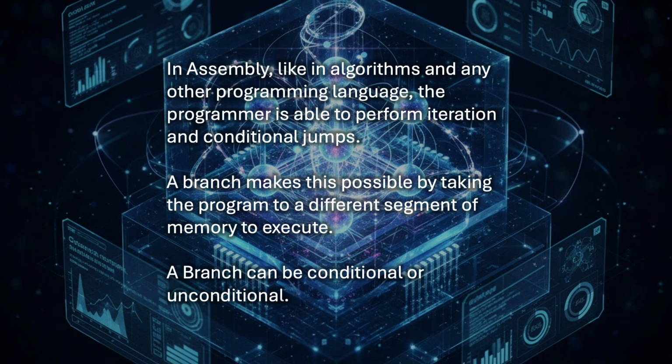In assembly, like in algorithms and any other programming language, the programmer is able to perform iteration and conditional jumps. A branch makes this possible by taking the program to a different segment of memory to execute. Such branches can be conditional or unconditional.